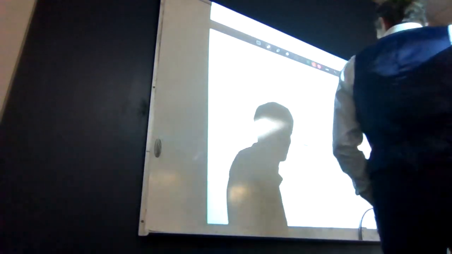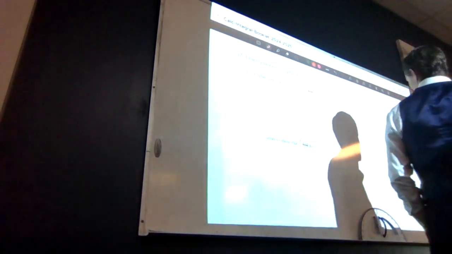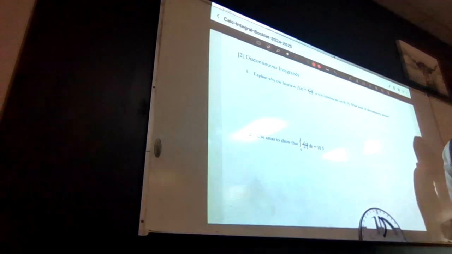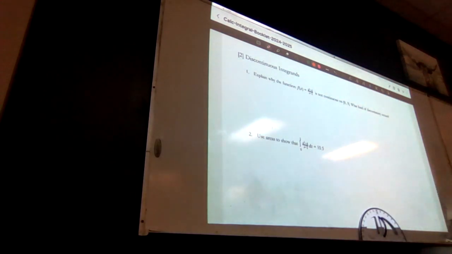So, explain why the function f of x equals x squared minus 4 over x minus 2 is not continuous on 0, 3. Anyone tell me why it's discontinuous? Catherine? Because at 2, if you plug in x on the bottom, we get 0 in the denominator. Very good. At x equals 2, we have a discontinuity.